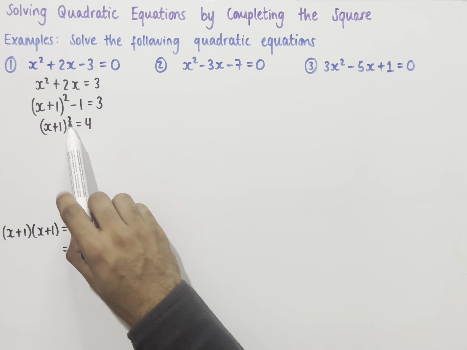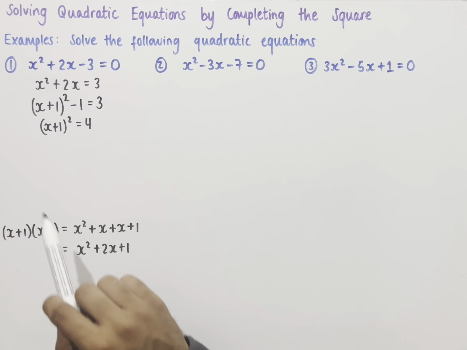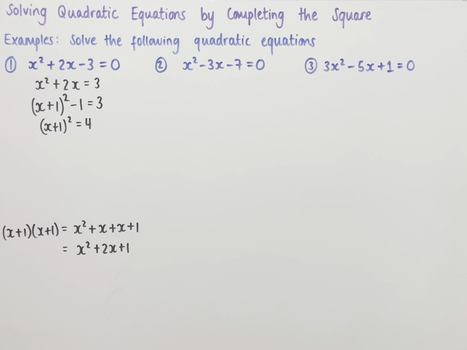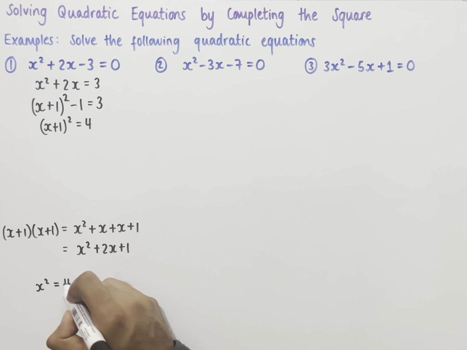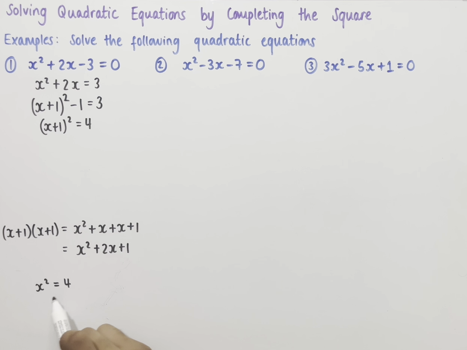Now the inverse of squaring is to square root both sides. If we look at this for a moment by considering the following, suppose we had x squared, which equals 4, and we wanted to solve for x. Then square rooting both sides, we would end up with x equals plus or minus 2.